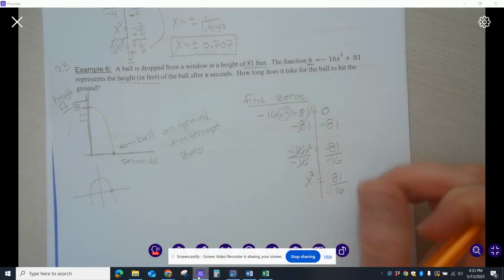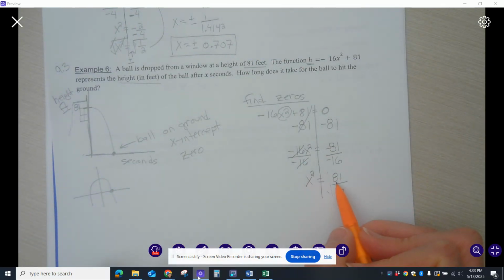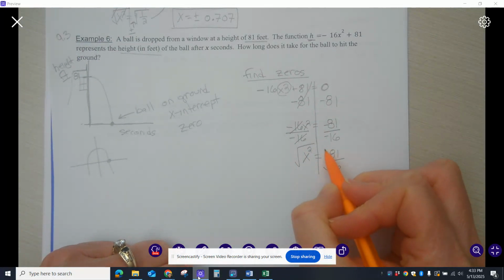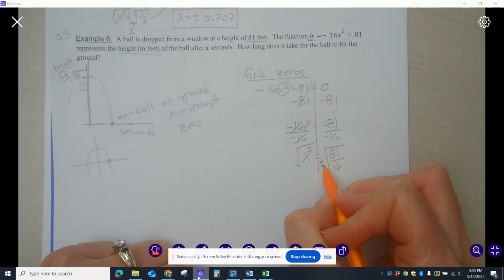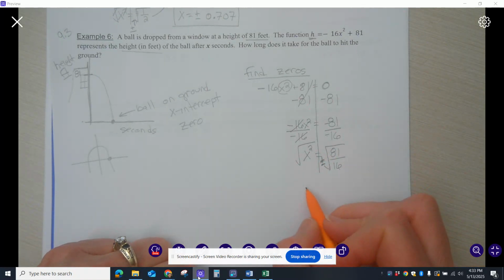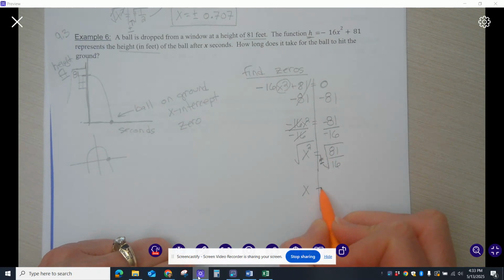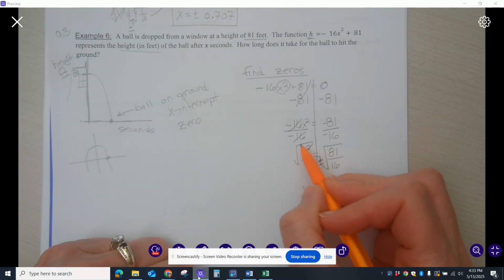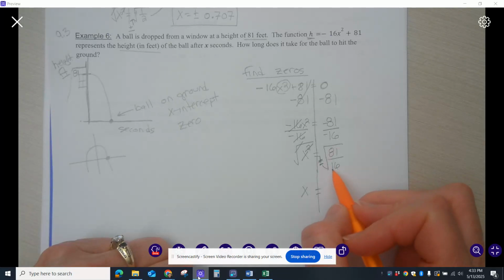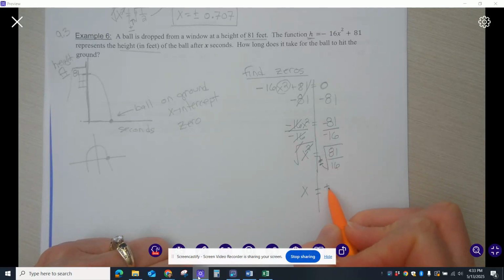And, oh, wait a minute. I'm not doing that square root yet. That's my next step. My next step is to get rid of that power of 2. So I want to square root both sides, and when I do that, put your plus or minus in there. So now I have x, remember the square root gets rid of the power of 2, equals the square root of 81 over 16. I'm going to put my plus and minus up here first.